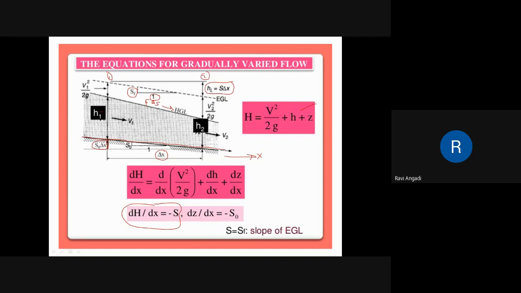And even dz by dx is, sorry, the dh by dx is what? Energy gradient, that is energy one. The water surface, S means the surface of water, that is changing. And dz by dx is the channel bottom, it is varying along the direction of x. Again, it is taken as minus, meaning it is decreasing along the direction of flow. And here S equal to SF means slope of energy gradient line. I hope these things were discussed previously, right?